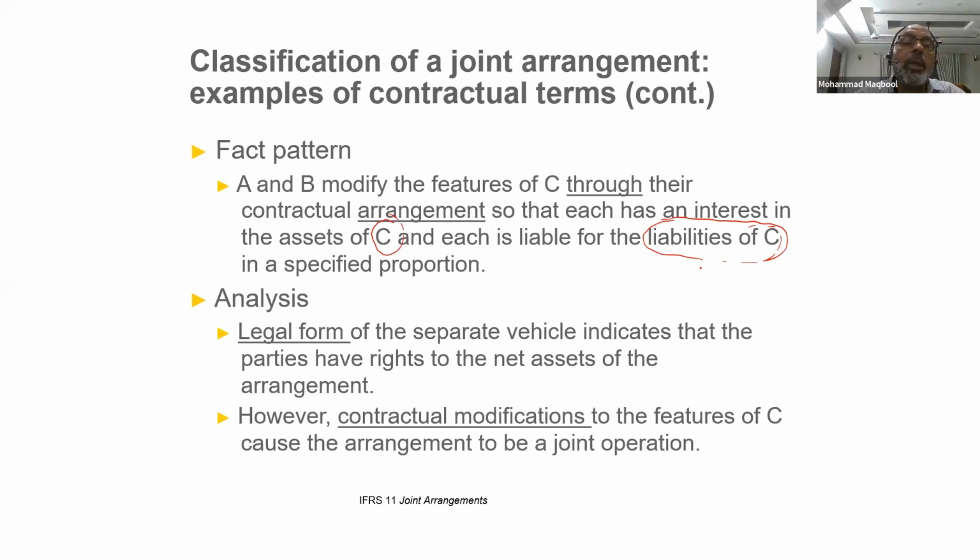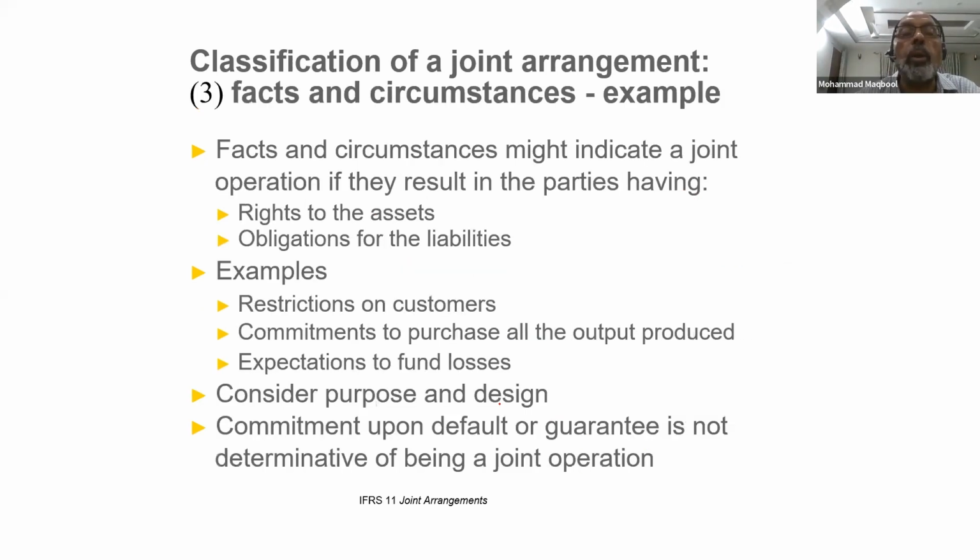Okay. The analysis of the legal form of the separate vehicle indicates that the parties have the right to net assets. Legal form is that. But the contractual arrangement has a modification. Contractual modification to the feature of C causes the arrangement to become a joint operation, not a joint venture. So this is a contractual modification. Terms are very important. They can override the legal form, because this is also a legally binding contract.